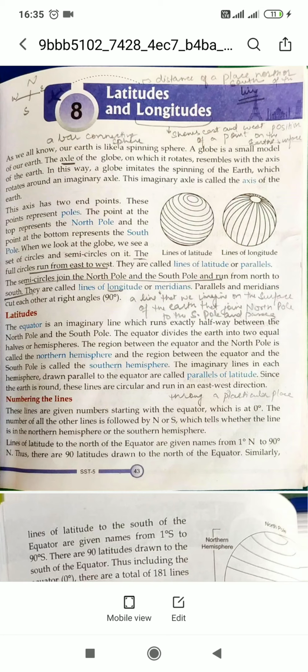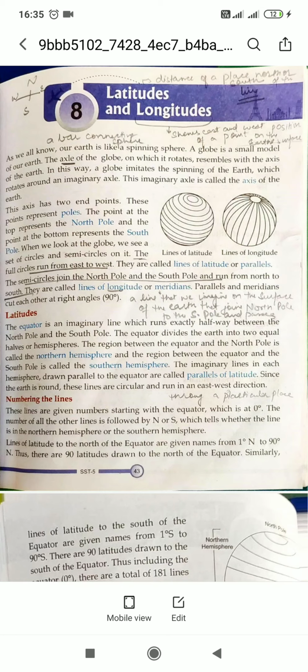The semicircles run from north to south. They are called lines of longitude or meridians. A meridian is an imaginary line on the surface of the earth that joins the North Pole to the South Pole. Please note, meridians and parallels cut each other at 90 degrees.